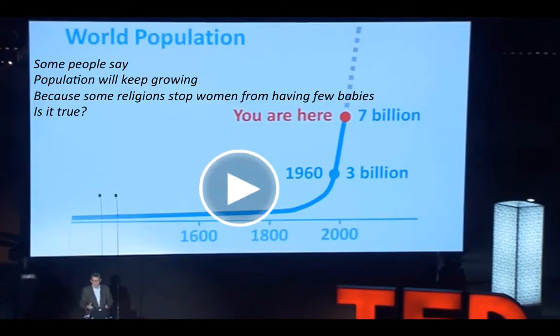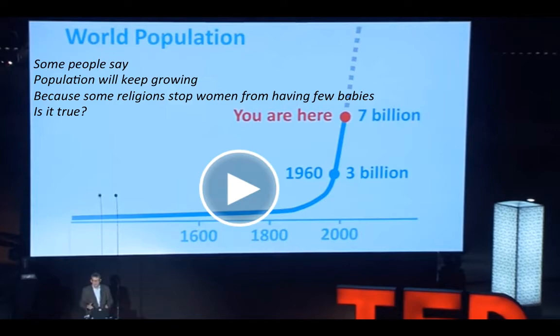And he starts off by showing the population data. It used to be much lower. From about 1960, just before 1960, the curve took off. 3 billion people on the planet in 1960. Now we're about 7 billion. Will that just keep accelerating?